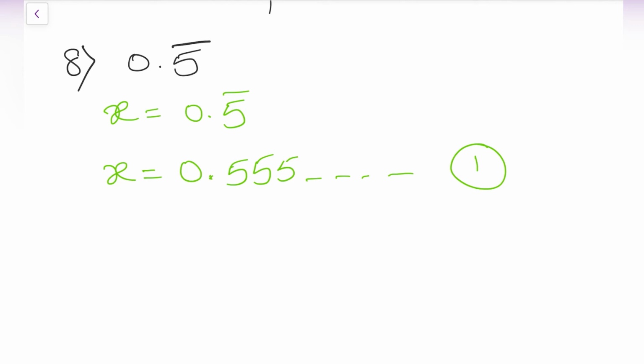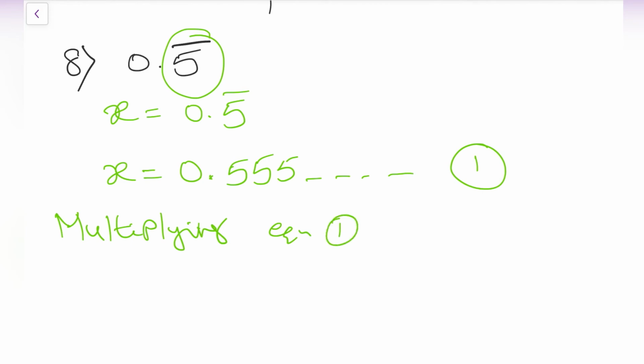This is equation number 1. Now after the decimal, how many digits are repeating? Here after the decimal, only 1 digit is repeating, so multiply by 10. If 2 digits are repeating, multiply by 100. If 3 digits are repeating, multiply by 1000, like that. Here only 1 digit is repeating, so multiply equation 1 by 10.